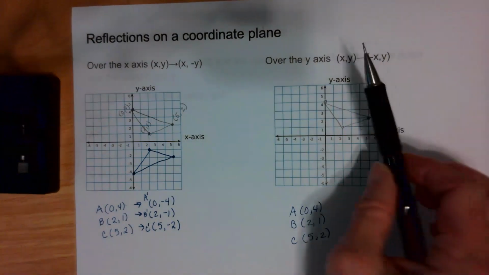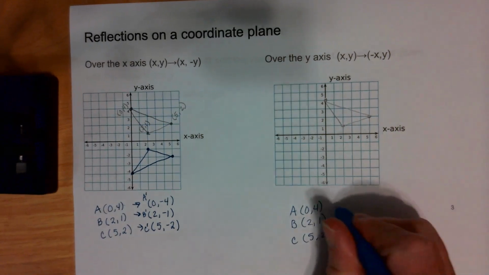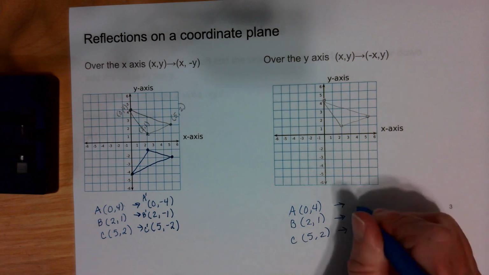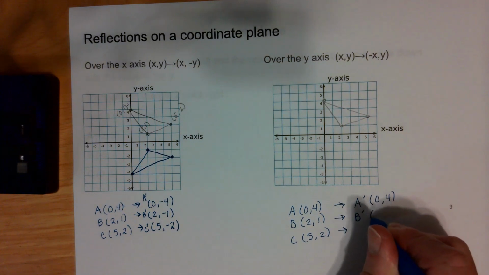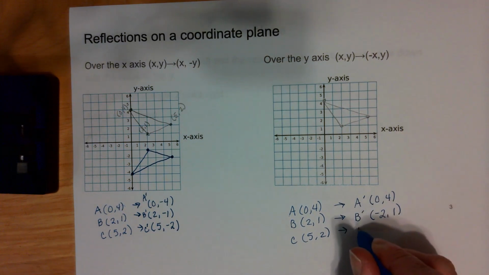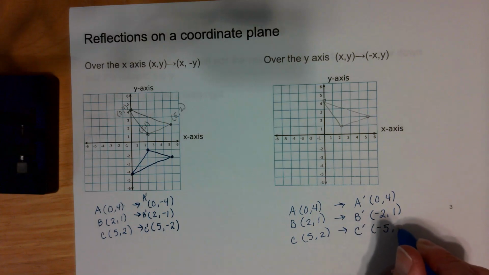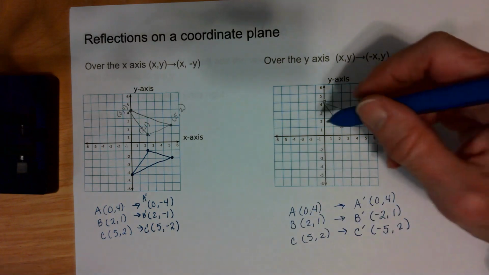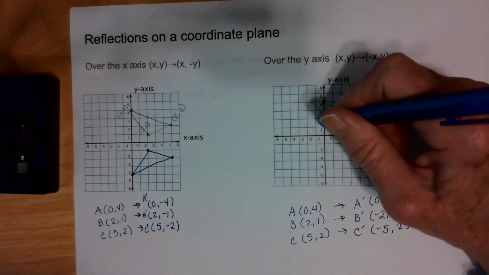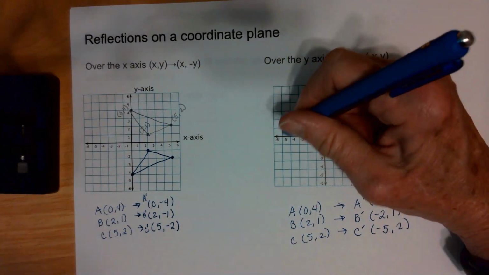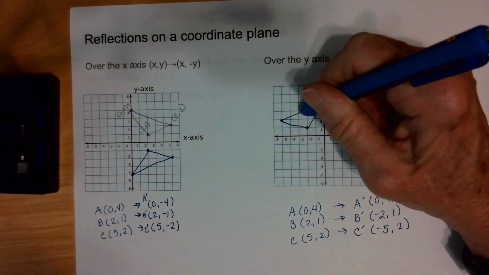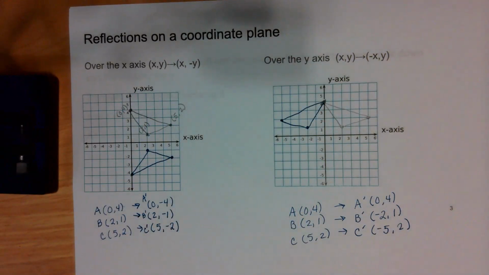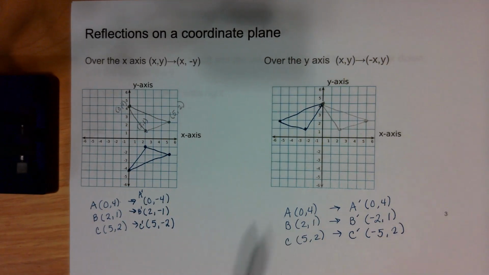But if I want to reflect it over the y-axis, what I do is I take the opposite of my x. Now, there is no opposite of a 0, so that stays at (0, 4). But on B, it becomes (-2, 1). And on C, it becomes (-5, 2). So then I turn around and graph these. (0, 4) stays right there. (-2, 1) is right here. And (-5, 2) is right there. So this is the reflection over the y-axis. So that's a reflection on a coordinate plane over the x-axis and over the y-axis.